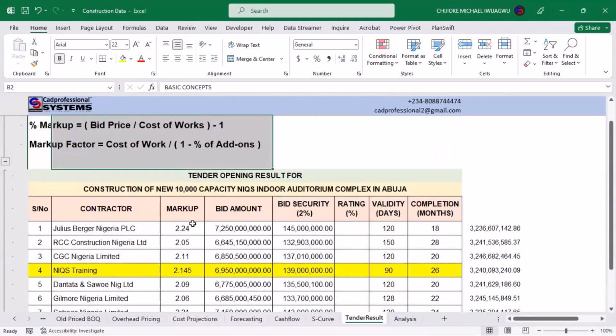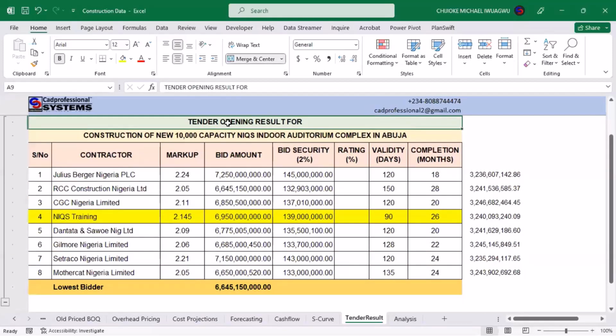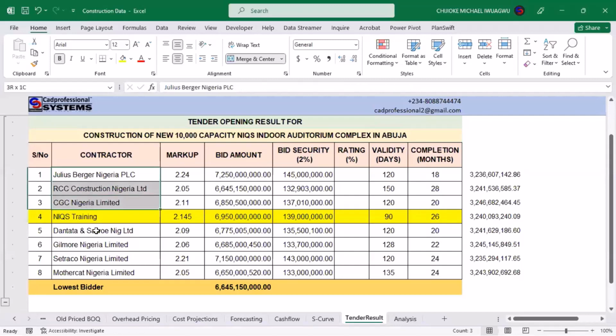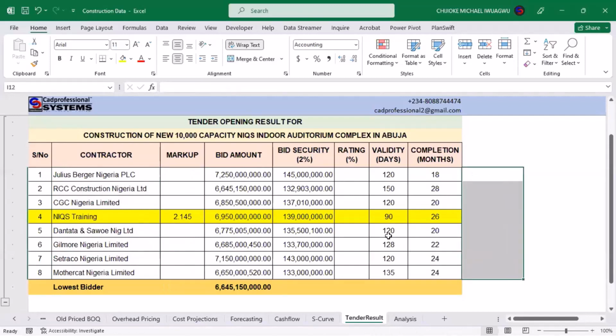In the first data that we have here, we have tender opening results. We bid on a particular project that is a 10,000 capacity studio indoor auditorium complex in Abuja for NIQS. And then in that bid, we have in attendance Julius Berger; about 8 contractors bidded on that job. Let me quickly remove these parts. Now, about 8 contractors bidded on that job. When you do your tender opening, this is a typical tender opening sheet or tender opening results.